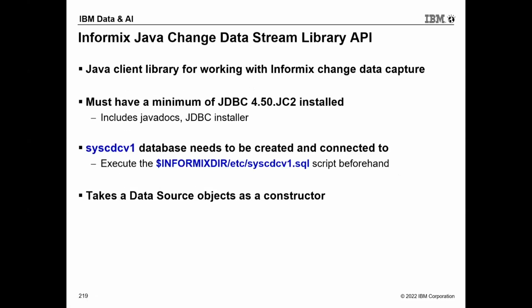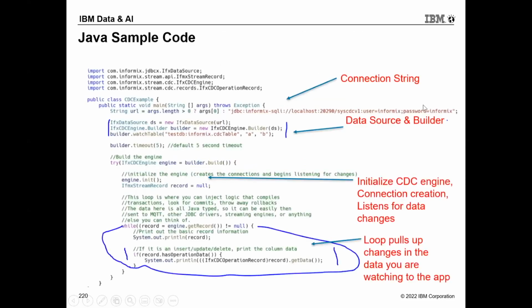The Java client library for working with Informix change data capture must have a minimum of JDBC 4.50.JC2 installed, which includes your Javadocs and JDBC installer. The syscdcv1 database needs to be created and connected to, and there's a script for that in $INFORMIXDIR/etc. It takes a data source object as a constructor. So here's a sample of what it might look like, with some explanations and the code grouped by task.